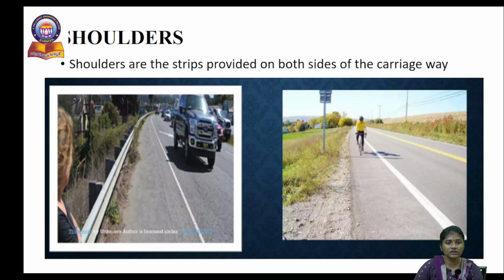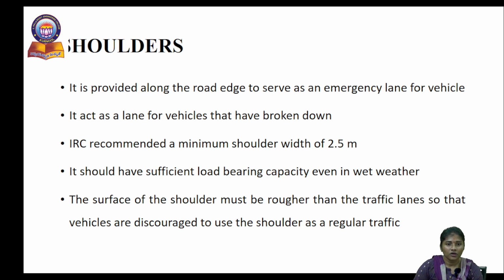So next is shoulder. The next cross-sectional element is shoulder. Shoulders are strips provided on both sides of the carriageway. Here in this image you can observe the shoulder. Sometimes they act as bicycle lanes also. It is provided along the road edge to serve as an emergency lane also. So it acts as a lane for vehicles which have broken down.